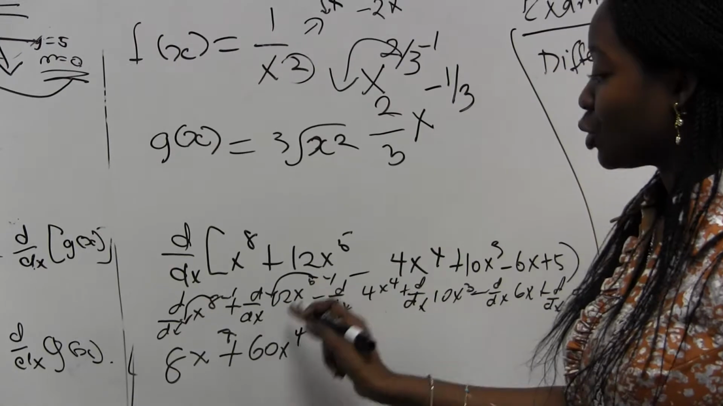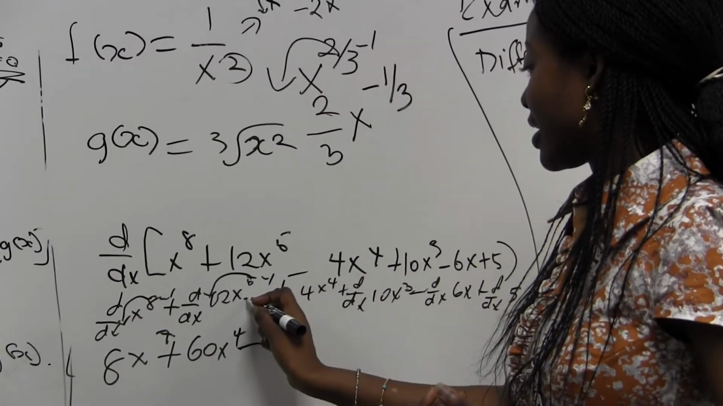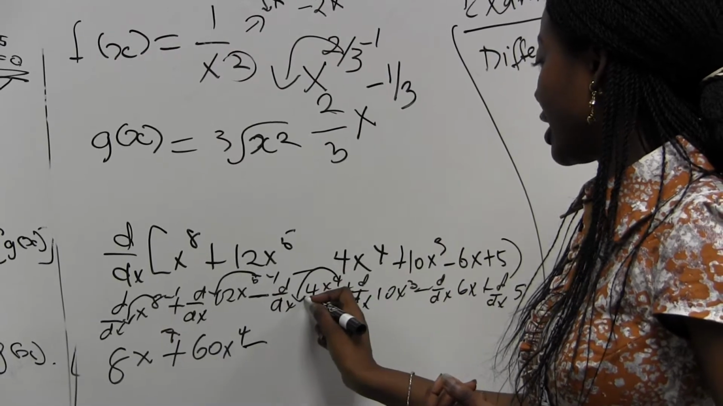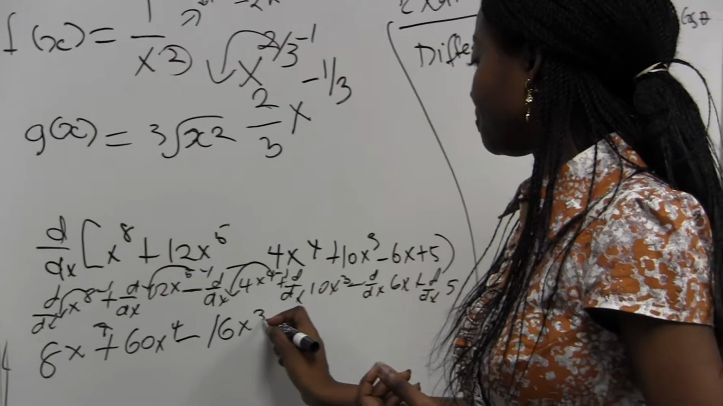Why? Because 5 times 12 is what? Is 60. Now here I'm going to have my minus because that's what I have here. The 4 comes down here and I subtract from 1. So I'm going to have 16x cubed.